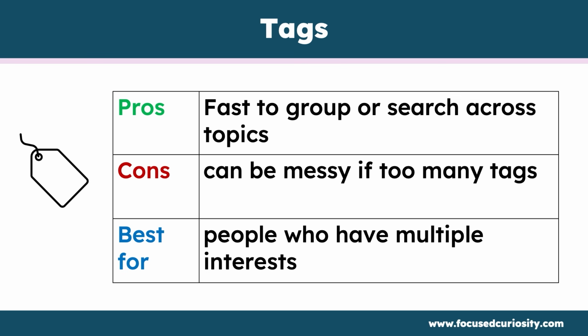Now, the pros are that it is fast to group or search across various topics, and the cons are that it can get really messy if you have too many tags, and you also have to actually remember what tags you're using to make this more effective. It's best for people who have a lot of different interests.